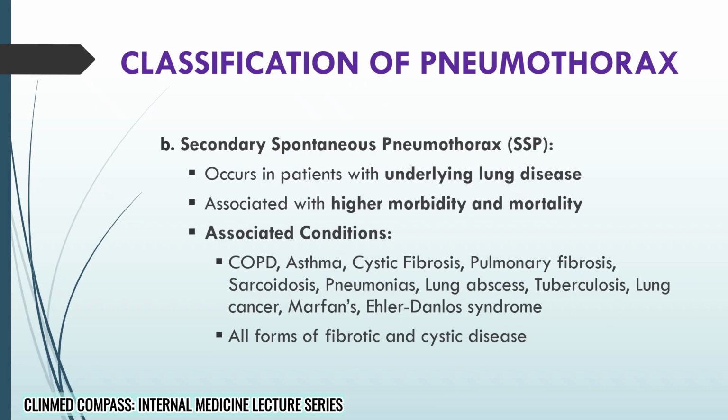Now we'll take a look at the secondary spontaneous pneumothorax. Secondary spontaneous pneumothorax occurs in patients with pre-existing lung disease. It is associated with high morbidity and mortality, and common associations include chronic obstructive lung disease, bronchial asthma, cystic fibrosis, pulmonary fibrosis, pneumonia, lung abscess, tuberculosis, lung cancer, and connective tissue disease like Marfan syndrome and Ehlers-Danlos syndrome. In fact, all forms of fibrotic and cystic lung disease could be associated with secondary spontaneous pneumothorax.